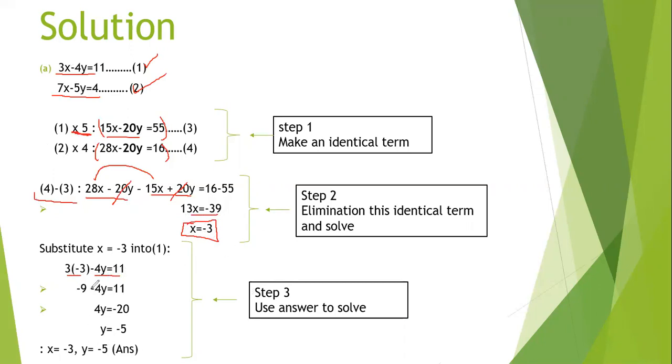And we have -9, -4y is equal to 11, so 4y is equal to -20, and y is equal to -5. Now this is your solution set. So we have the value of x is equal to -3 and y is equal to -5. So it means we revise the lesson.